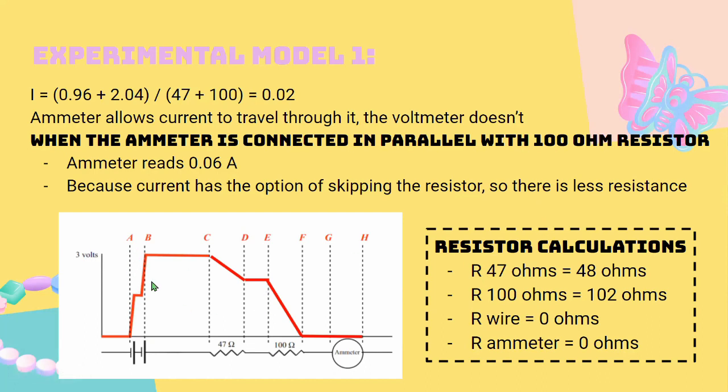And this was the plot that I made. So I drew this part from the values that I found earlier. And these are the resistor calculations that I found, which is the change in electric potential divided by resistance.